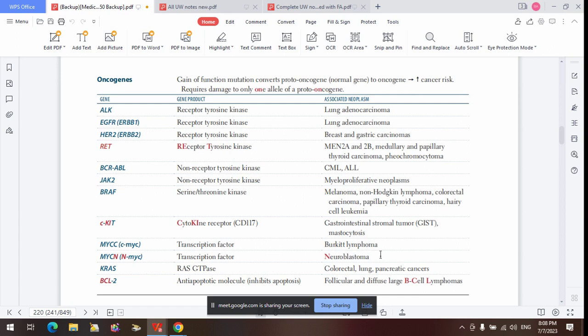But if it's a tumor suppressor gene, if the person inherits a mutated tumor suppressor gene from chromosome 16 of the father, if that of the mother is normal, the person will not develop the condition until that normal one in the mother is knocked off. So you have to have both alleles present for a tumor suppressor gene to cause cancer.